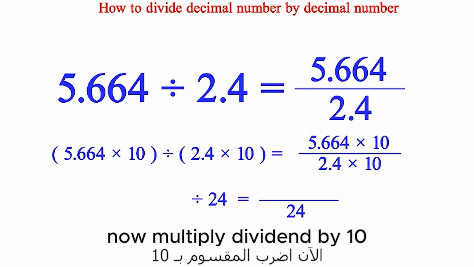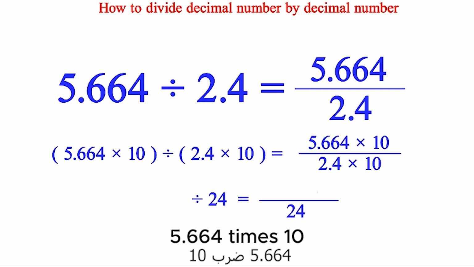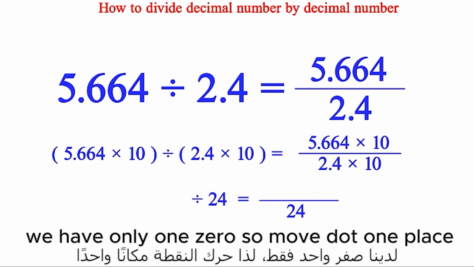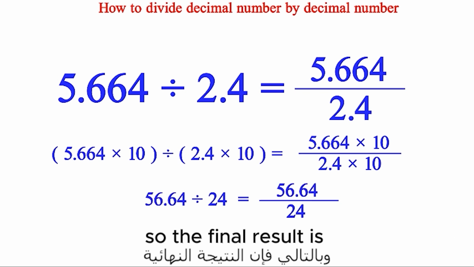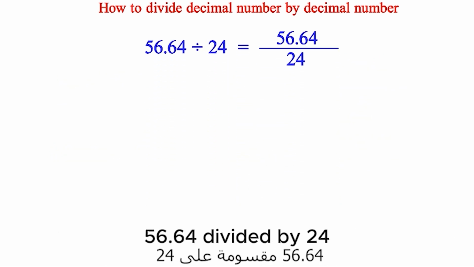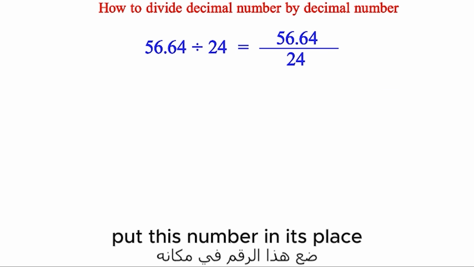Now multiply the dividend by 10. 5.664 times 10. We have only 1 zero, so move the dot 1 place. It becomes 56.64. So the final result is 56.64 divided by 24. Put this number in its place.